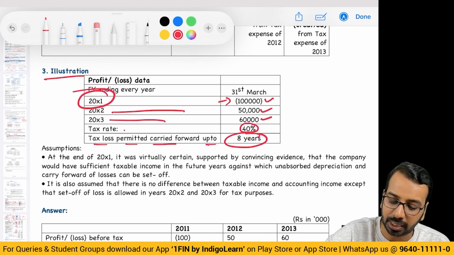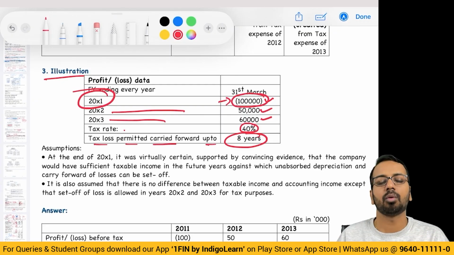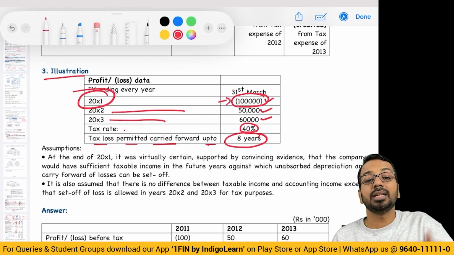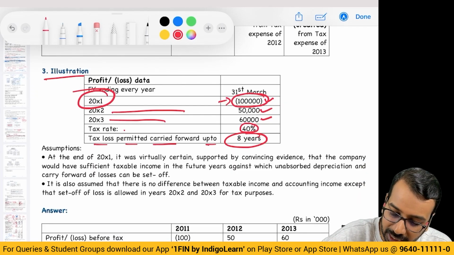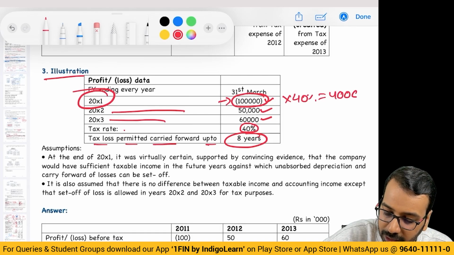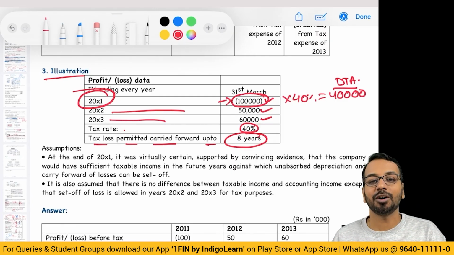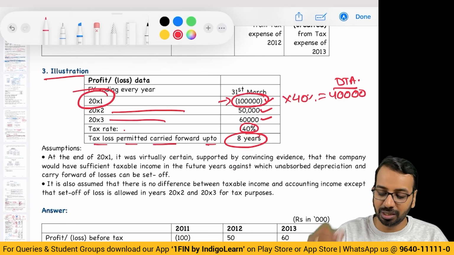Now in year 1, if I have a loss of 1 lakh, what will I see? I will see, is there a virtual certainty that in the future I will have profits to take the benefit of deferred taxation? If yes, then in year 1 you multiply this by 40%, you have 40,000 of deferred tax asset. 40,000 of deferred tax asset in the first year.